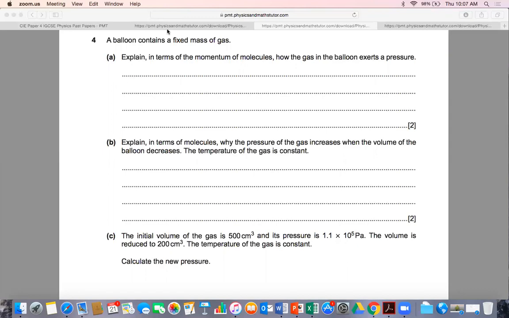So I'm using the concept of pressure equals force over area, where my area is small, my pressure is large, and linking that to molecules, because the question says in terms of molecules.